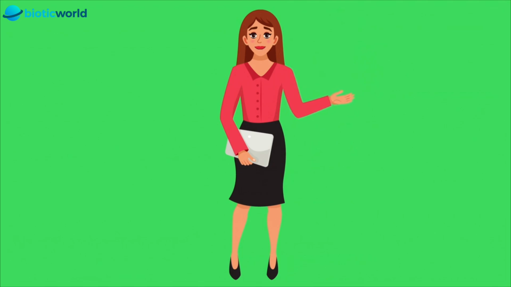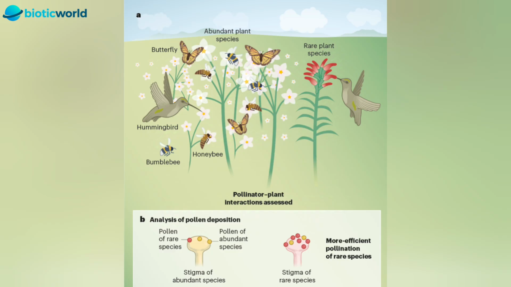Pollination is facilitated by various agents. Insects like bees, butterflies, and moths are the most common pollinators. They transfer pollen while moving from one flower to another in search of nectar. Wind can also carry pollen, especially in plants like grasses or pine trees. Birds like hummingbirds and even bats are pollinators in some tropical regions.